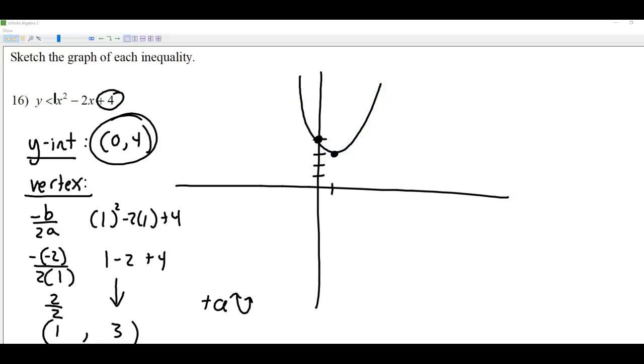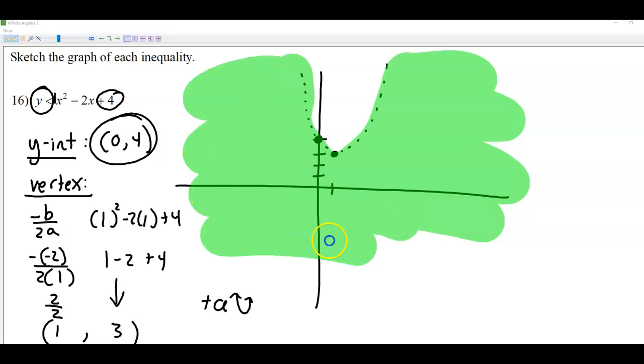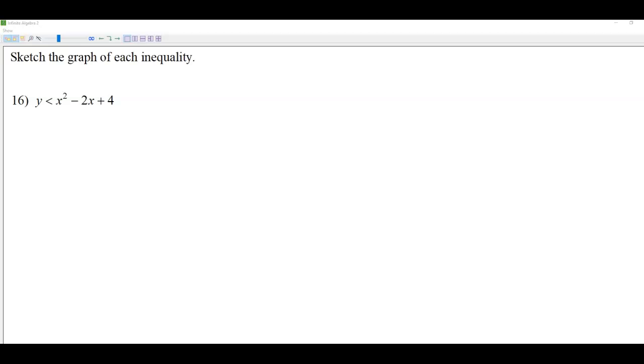But we're doing an inequality. Notice how there's no equal sign. So actually, I don't want to connect it with a solid line. I want to connect it with a dotted line. Next, notice that y is less than, which means I'll be shading underneath of the line, which is basically everything outside of the parabola there. Okay. And any point that is in this green area is a solution to this inequality. Anything that's inside is not. Anything that's on the dotted line would not be either because it's a dotted line.